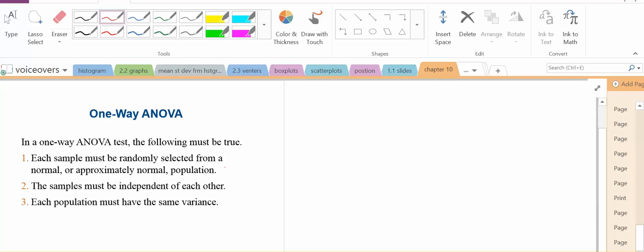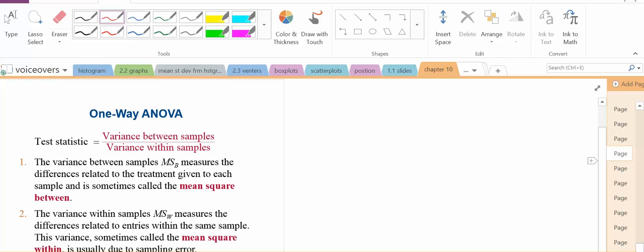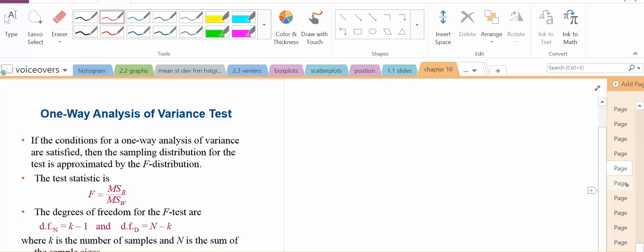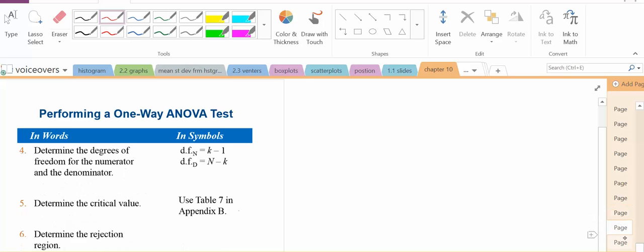Each sample must be randomly selected from a normal or approximately normal population, independent of each other, and each population must have the same variance. Some of this stuff might be unrealistic, definitely above our pay grade, so to speak. So we are not going to try to calculate one-way ANOVA on our own. I would like to just point out to you how to use it in StatCrunch.